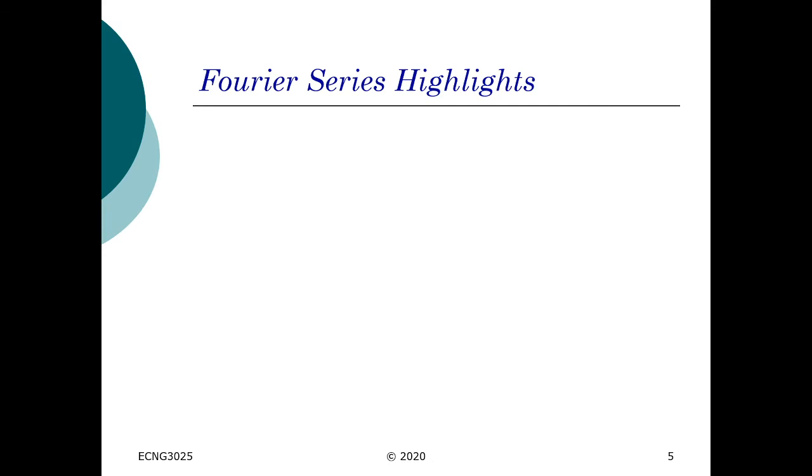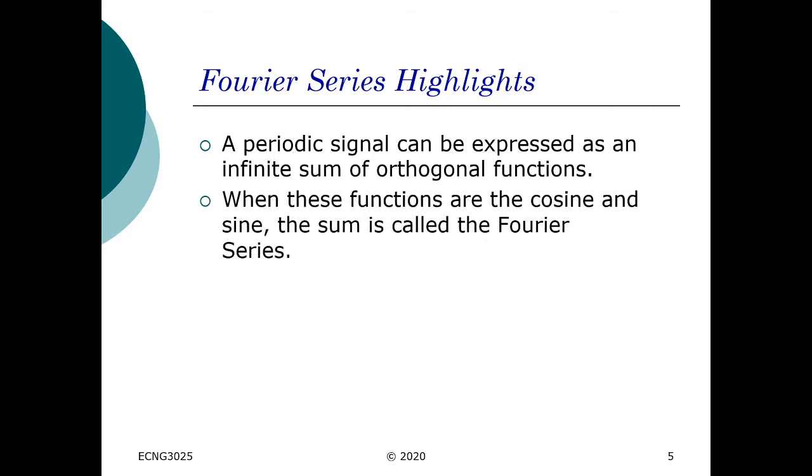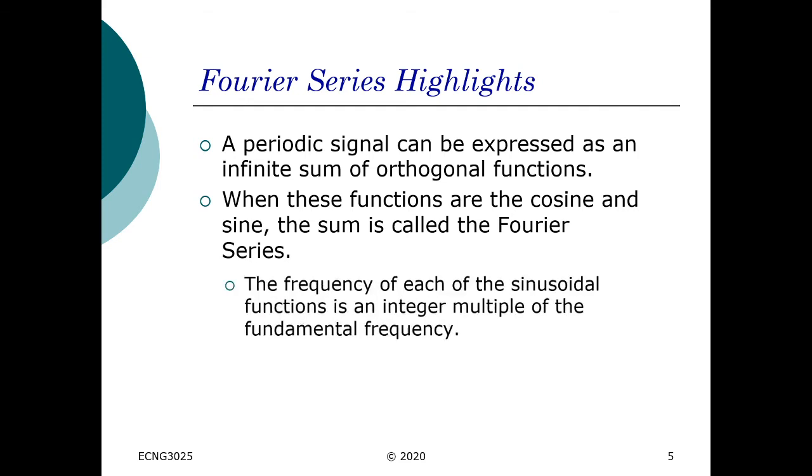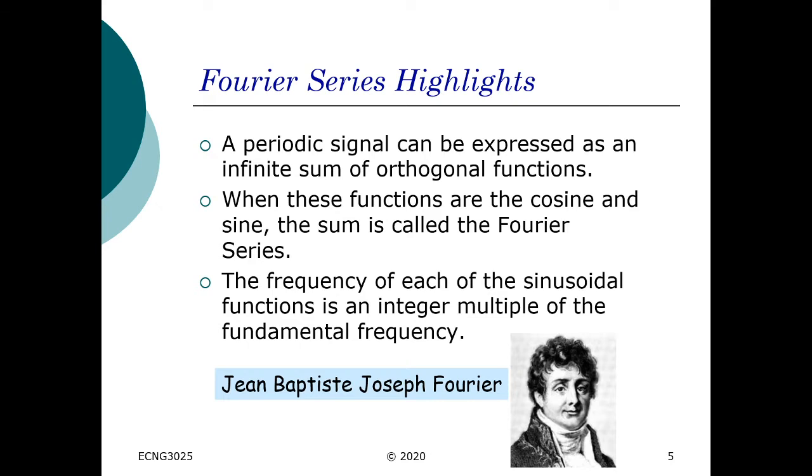Now, recapping a little bit with regards to the Fourier series, if we had a periodic signal, this could be expressed as an infinite sum of orthogonal functions. But these orthogonal functions are basically cosines and sines, and the summation of these is what results in what we know as the Fourier series. So the frequency of each of these sinusoid functions is an integer multiple of the fundamental frequency. The person who invented this is known as Jean-Baptiste Joseph Fourier, and he is credited for the discovery of the Fourier series with respect to mathematics, and then further its application in the signal processing field.